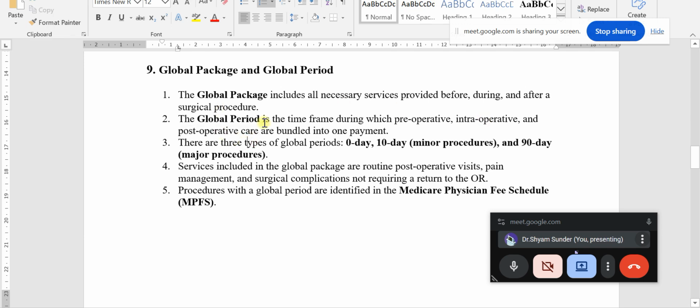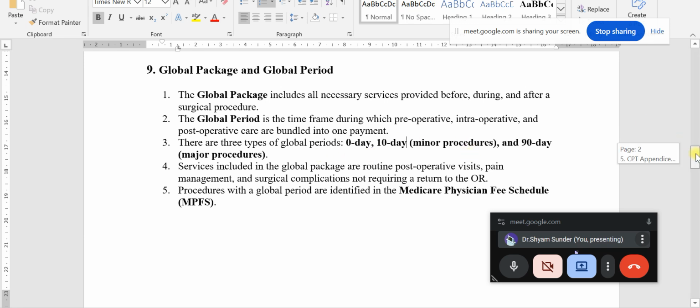For how long will be decided by the global period. For major surgeries, it is 90 days. It starts one day before the surgery. The global period begins one day before the surgery and ends at the 90th day. For minor surgeries, it is 10 days. The global period starts on the same day of surgery and ends on the 10th day. There are some office-based procedures for which there is no global period. It is 0 days. The moment the procedure is completed, the period is over.